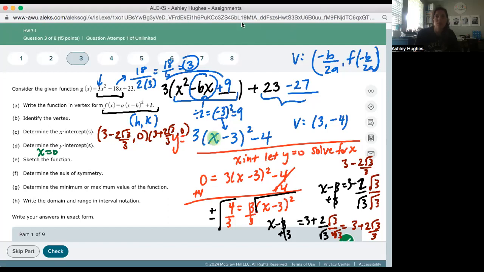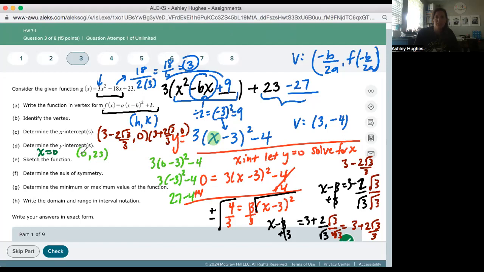Here, if we plug in 0, what do we get? Well, if I plug in 0, I would get 3 times (0 minus 3) squared minus 4. So 3 times negative 3 squared minus 4, so that's 9 times 3 is 27, minus 4 gives us 23. So that would be (0, 23).